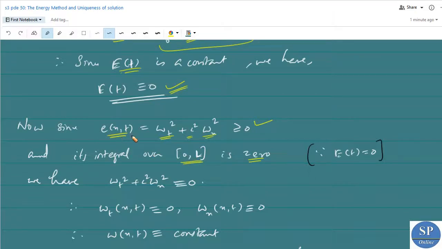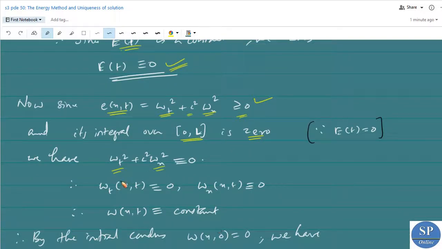So we know that this integrand, w_t squared plus c squared w_x squared, is greater than or equal to 0, and its integral over 0 to L is also 0. Therefore this integrand will be equal to 0. So we know that w_t is equal to 0 and w_x is also 0. That is, w_t(x,t) is identically 0 and w_x(x,t) is identically 0.